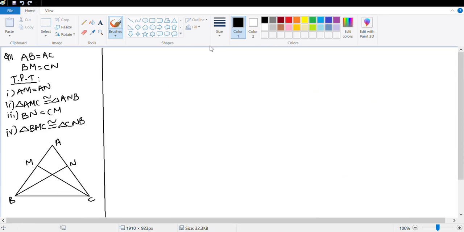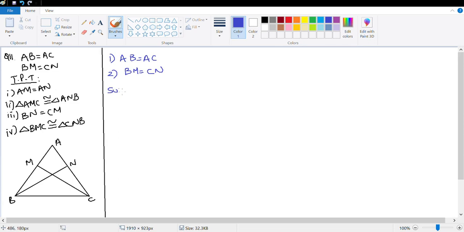Question 11 says, in the following triangle ABC, AB is equal to AC. M is a point on AB, N is a point on AC, BM is equal to CN. We need to prove that AM is equal to AN also. Okay, so this one seems simple. AB is equal to AC. Number 2, BM is equal to CN.